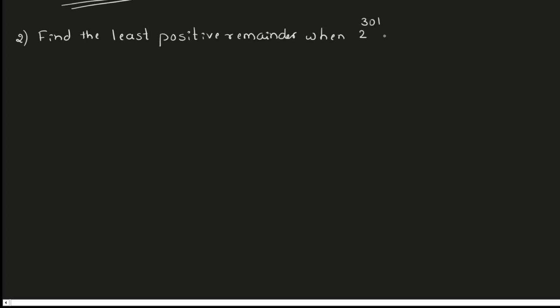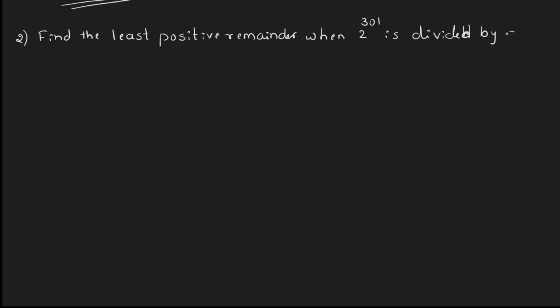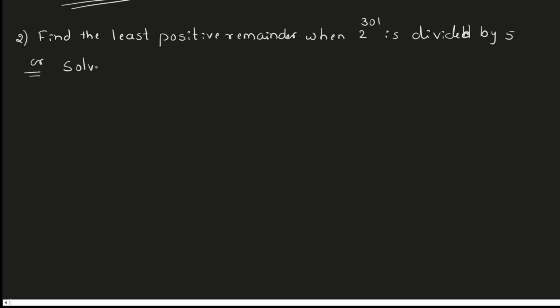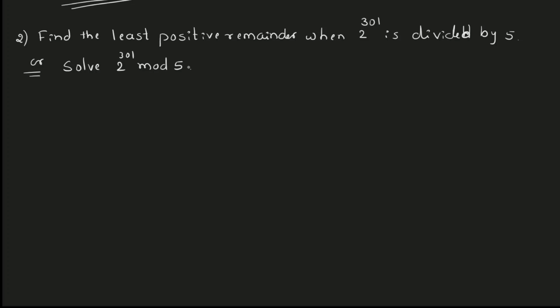2 raised to 301 is divided by 5. Yes, this is nothing but solve 2 raised to 301 mod 5. Both are same. Yes, both questions are same. You need to find the remainder only. Understood? Don't get confused with the question they have asked. Yes, try to understand the question first. So procedure will be same. They asked you to find the remainder only. Yes, solve means you need to find remainder only.